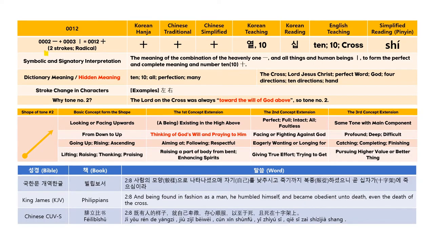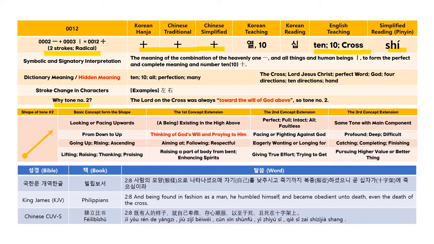Yes, this character is two strokes radical. Yeah, all the same shapes, Korean Hanja, Chinese traditional, and Chinese simplified, meaning 10, and the cross. Shu, shu, having tone number 2 value, okay?